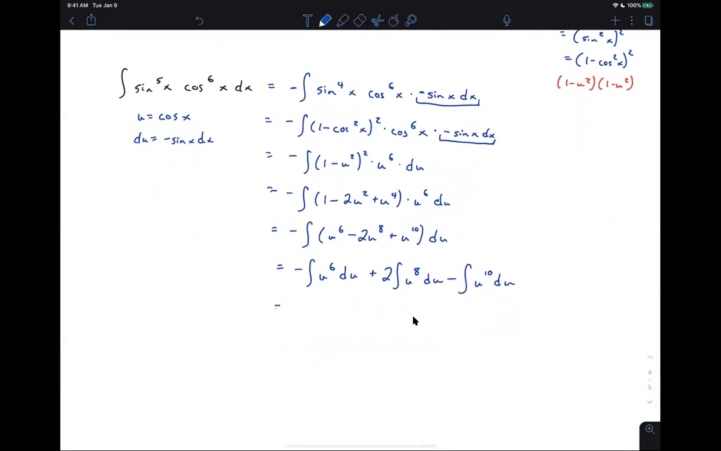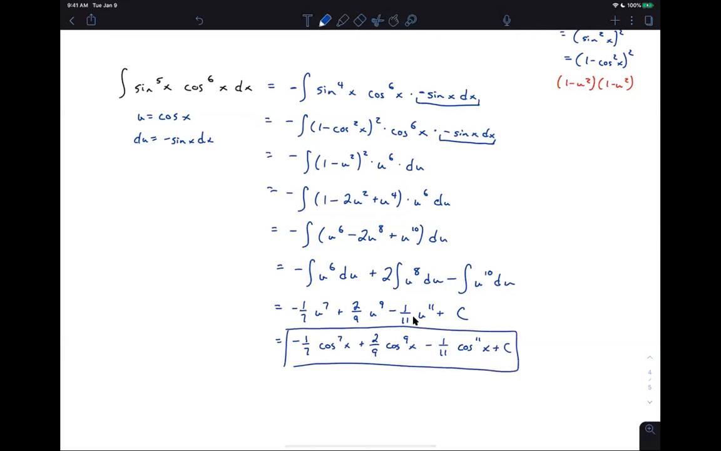Now those are all power functions, so we get negative 1/7 u to the 7th plus 2/9 u to the 9th minus 1/11 u to the 11th plus c. That's then negative 1/7 cosine to the 7th x, because u was cosine, plus 2/9 cosine to the 9th x minus 1/11 cosine to the 11th of x plus c. And that's actually the answer. Does everybody follow what happened there?